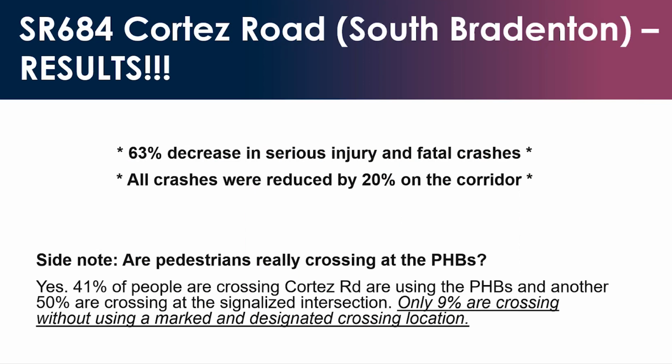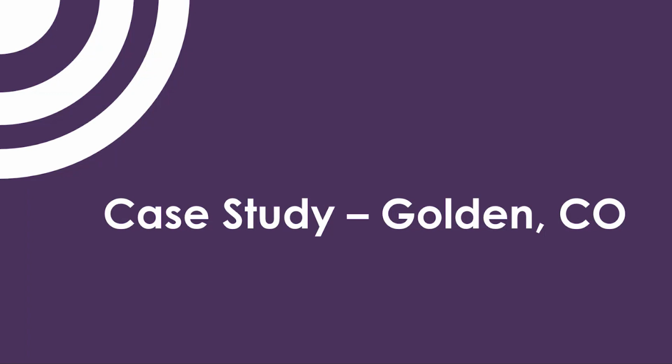And then right now there's good results. You're looking at a 63% decrease in serious injury and fatal crashes, and all crashes were reduced by 20% on the corridor. What's interesting about this one is this one did get good pedestrian compliance. So there's actually a 91% compliance on this corridor with either marked crosswalks at the signalized intersections or utilizing the PHBs. I think I have one more case study, but I want to stop for a minute.